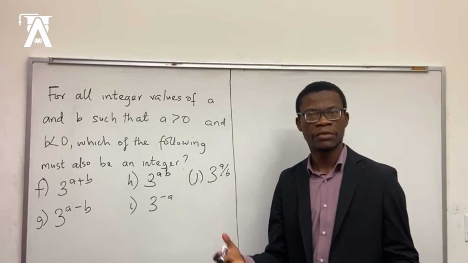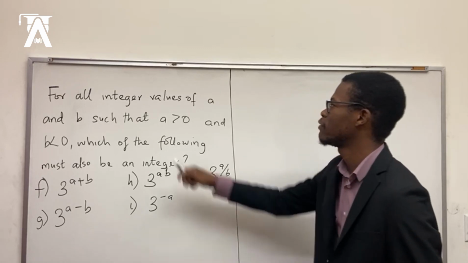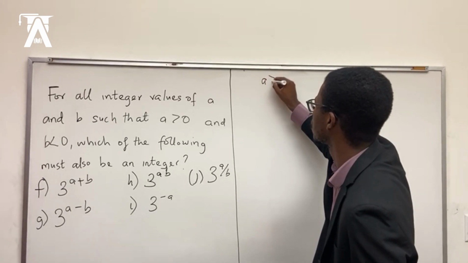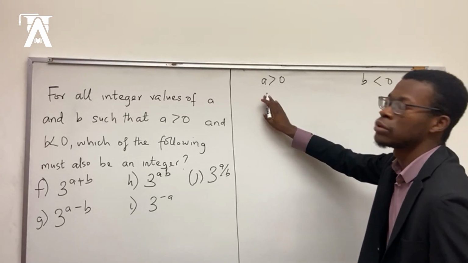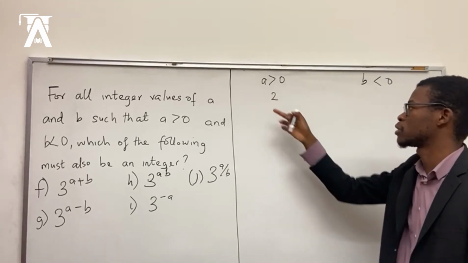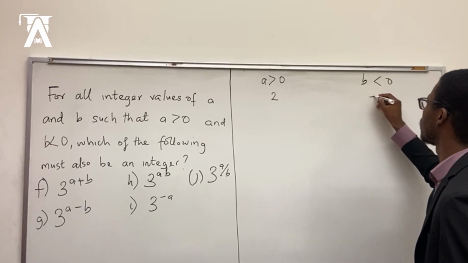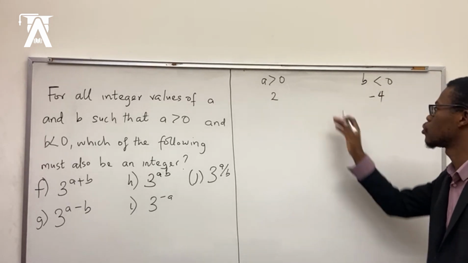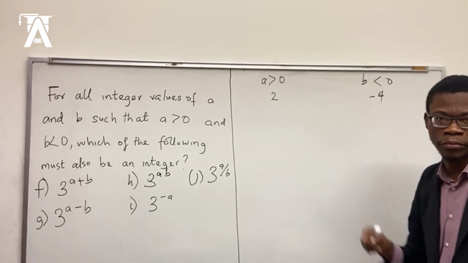Now, this tip that I want to show you, I call it the plugging in of values. All right, plug-in values. So we have that a is greater than 0 and b is less than 0. So we could say, for example, let's say a is 2, because 2 is greater than 0. Then b is less than 0, let's say minus 4. Any negative number is less than 0. So we have these values of a and b, then we plug it into the options.